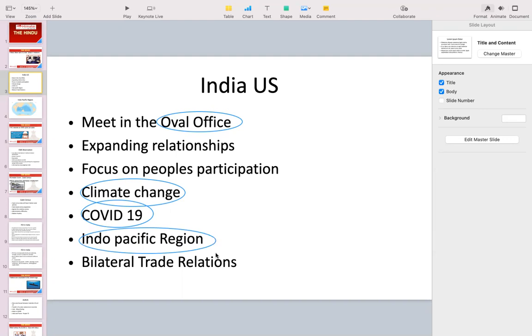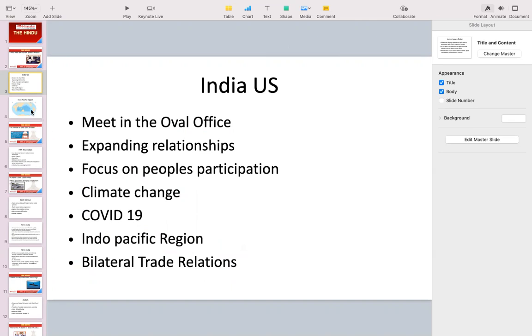You have something called the Quad, which is the alliance of India, the United States, Japan, and Australia. Here, an assertive or rising China is the threat which can threaten global trade that passes through this region. That's why the security of this region is very important for both countries. Plus, we also talked about bilateral trade relations, what services or goods can be exchanged or where the tariffs can be lowered between both countries. So these are the broad headings if you were to write about the prospects of India-US relations.